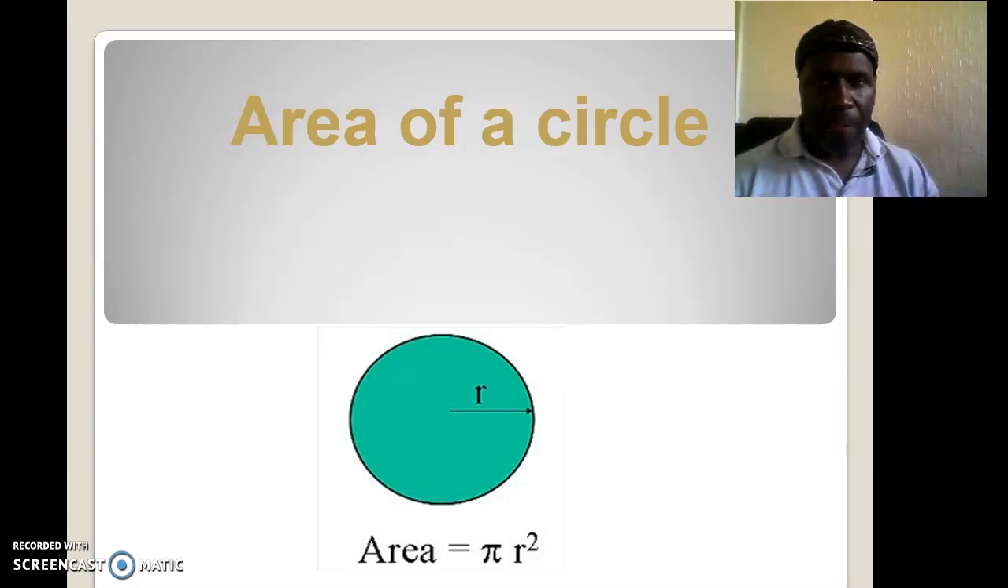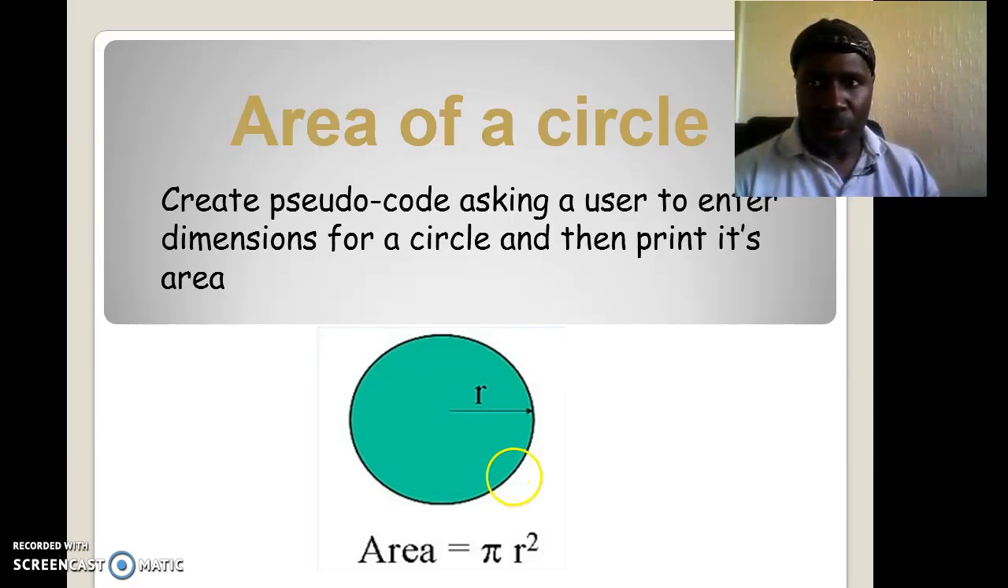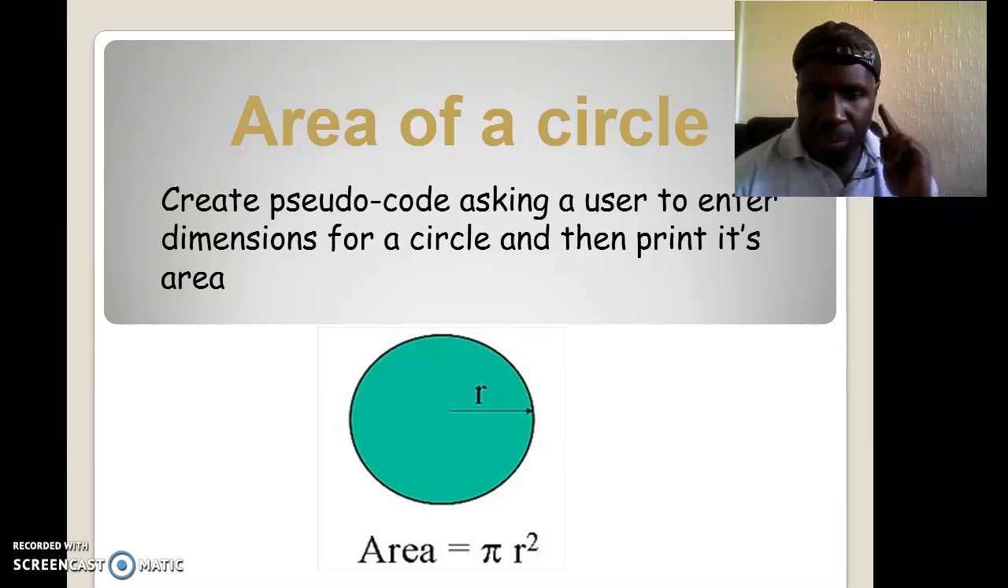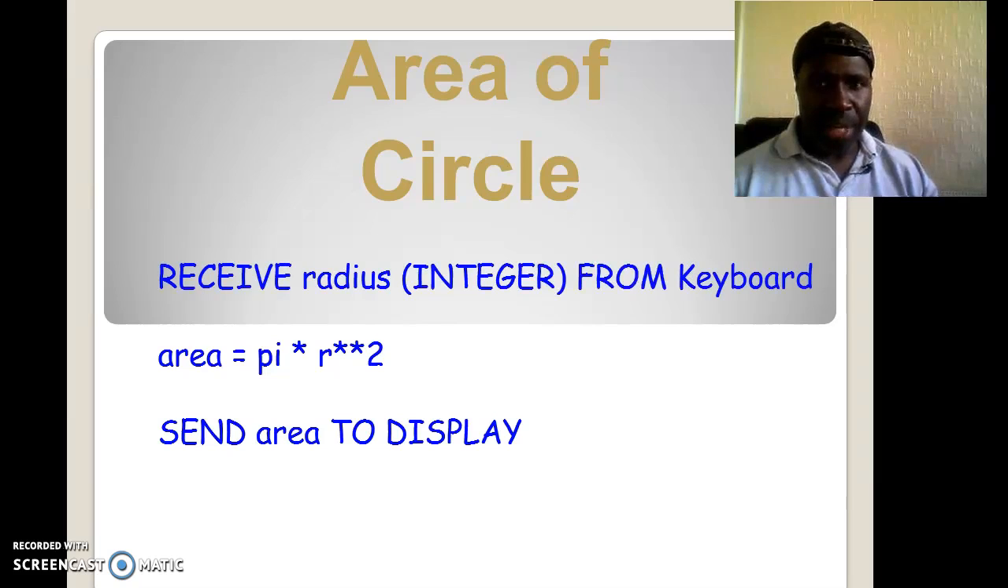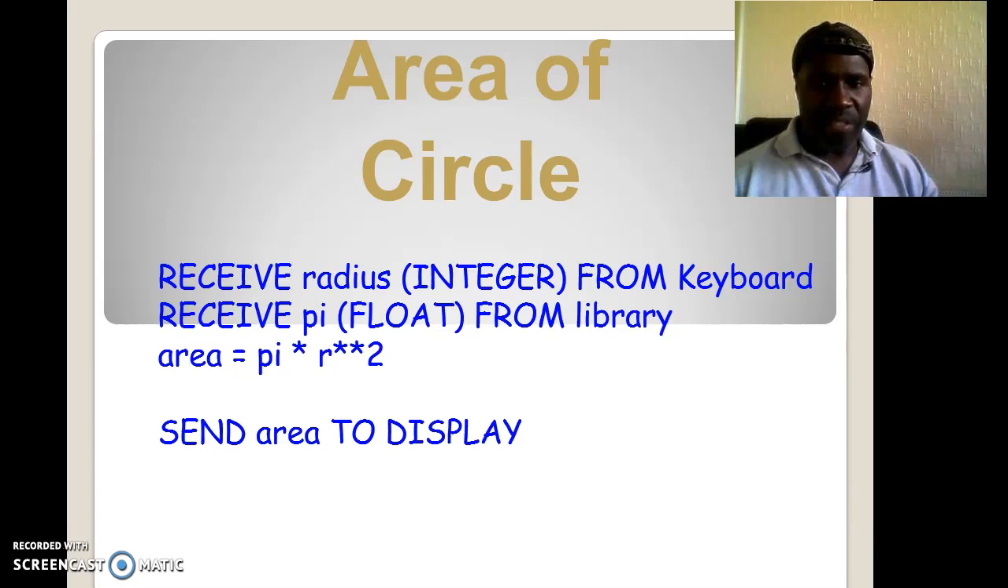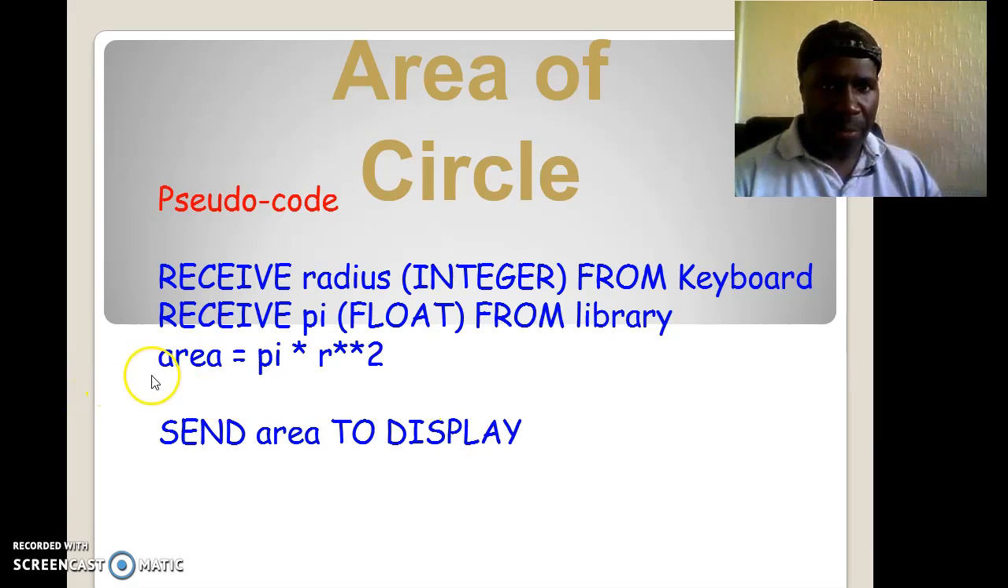So, area of a circle. Again, the question is create pseudocode asking a user to enter dimensions for a circle and then print its area. Have a go at that, and the answer is coming up shortly. Okay, so here's the area of a circle. We receive the radius from the keyboard, receive pi from the library, and again we create a variable called area, which contains a formula for calculating the area of a circle. Then we send the area to display.